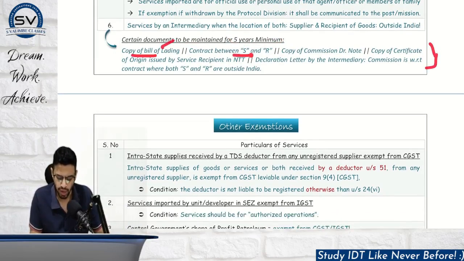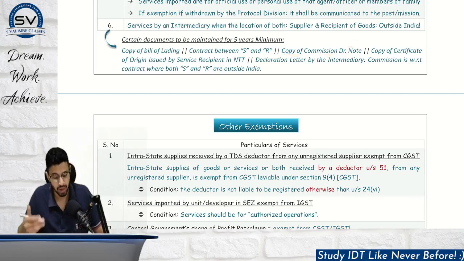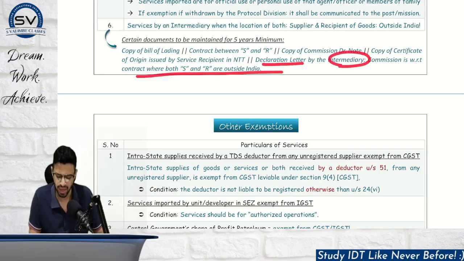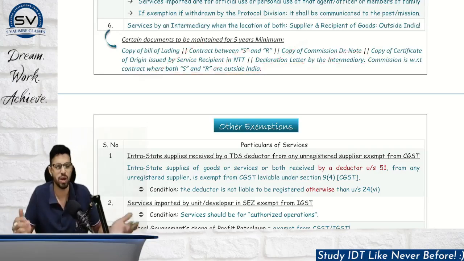Copy of bill of lading, contract between supplier and recipient, copy of commission debit note. Commission means our intermediary will be charging. Copy of certificate of origin issued by service recipient. So these are basically all the procedural aspects. Declaration letter by the intermediary. This you can learn. You can read it twice. Main point, 5 years maintenance.